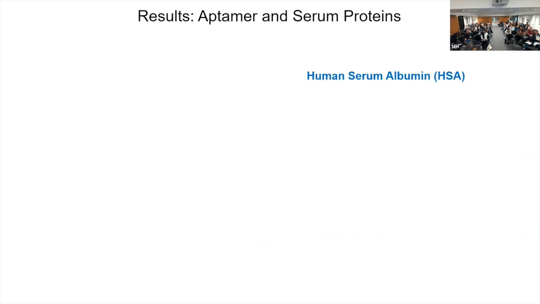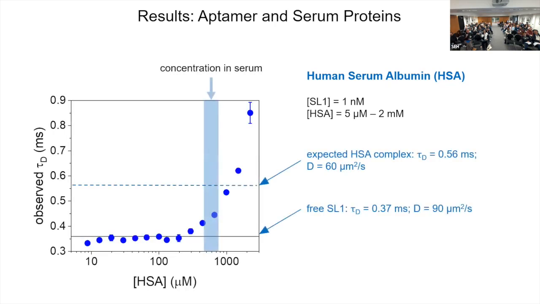Okay, so we moved on, investigating what actually happens when we expose the aptamer to serum proteins at physiological concentration. We started with albumin, the most abundant one. So we exposed again 1 nanomolar of the aptamer to a growing concentration of albumin, and you can see here I plotted the observed diffusion time of the aptamer as a function of albumin. This line here is the level of the free aptamer diffusion. And so up to a few hundred micromolar of albumin, nothing happens. The aptamer is all free.